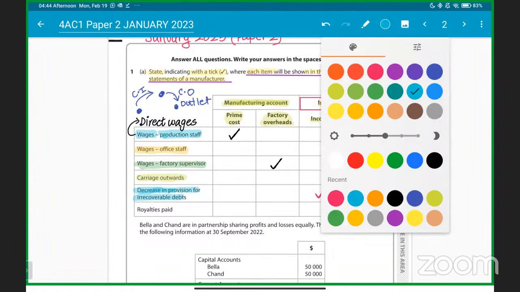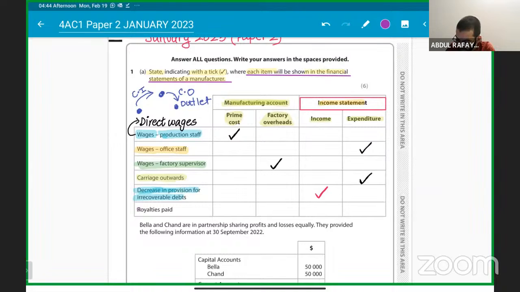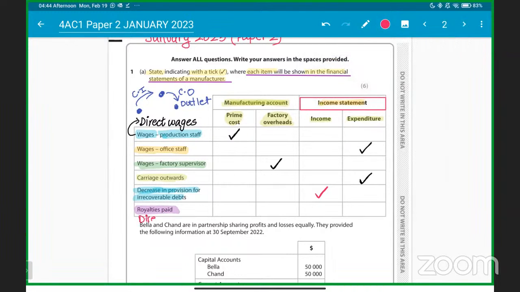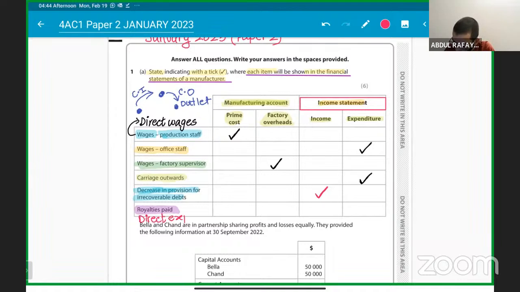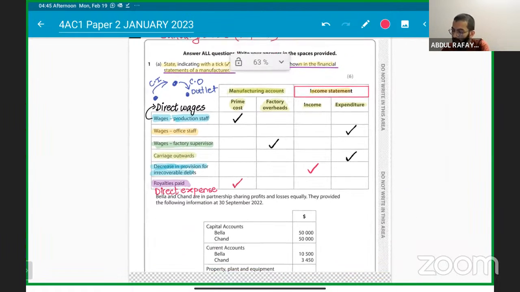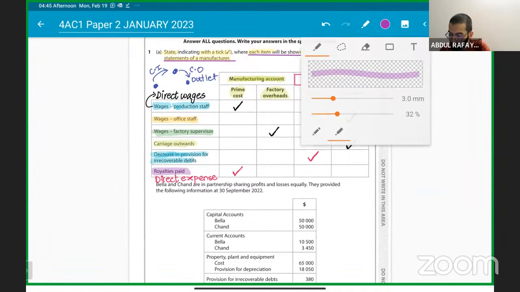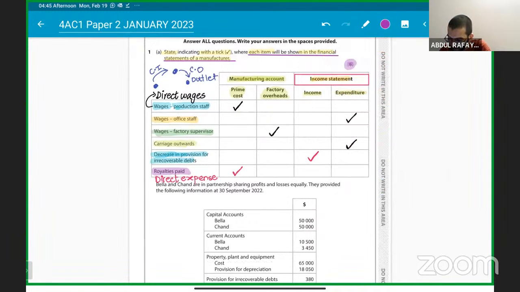What about royalties that are paid? Royalties is a very clear, easy example. Royalties are basically direct expenses. Anything that is direct material cost, direct labor cost, or direct expenses is part of prime cost in the manufacturing account. So royalties that are paid will be coming in the manufacturing account. Understood? Got that clear? With this, part A finishes and we have got all 6 marks. Any doubts in that? Let me know.